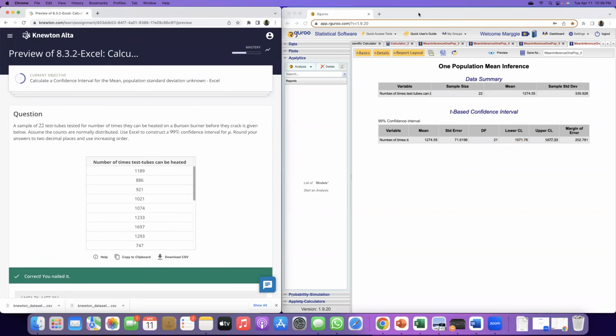So again, that's what you need to do to find the confidence intervals when you have the data sets. If you have any questions, just send me an email.